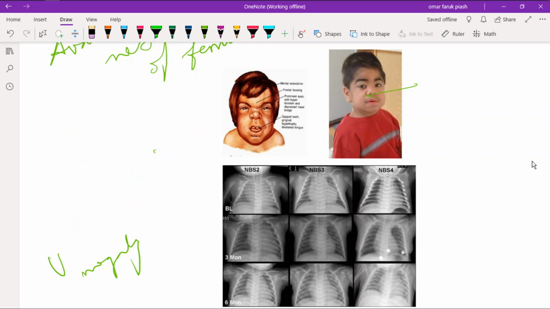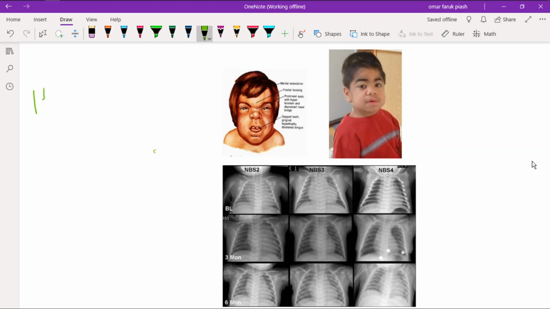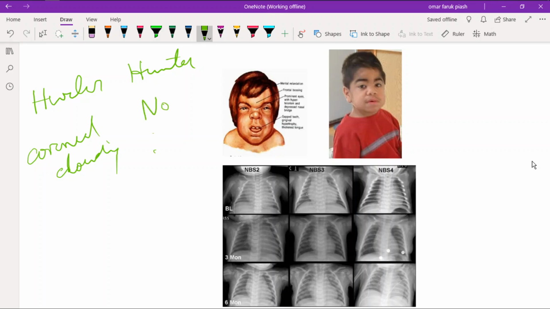If you want to remember, Hurler and Hunter are quite similar. This picture can be presented as both Hurler and Hunter, but you have to know the differences between them. In Hurler, there is corneal clouding, but in Hunter, no corneal clouding. This is the first point. Hunter is the mild Hurler.